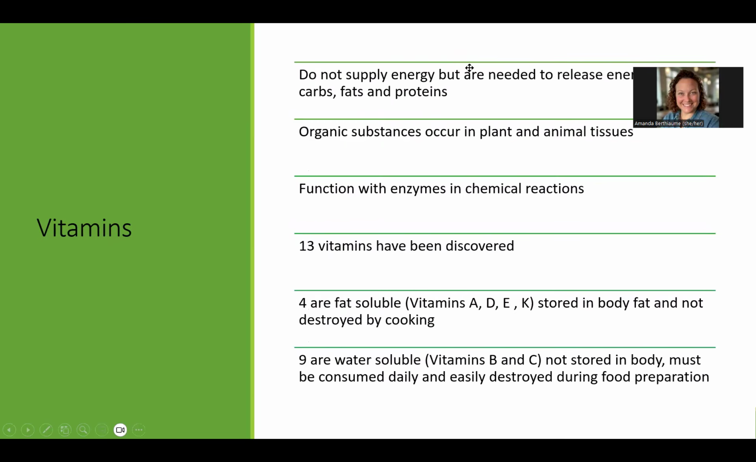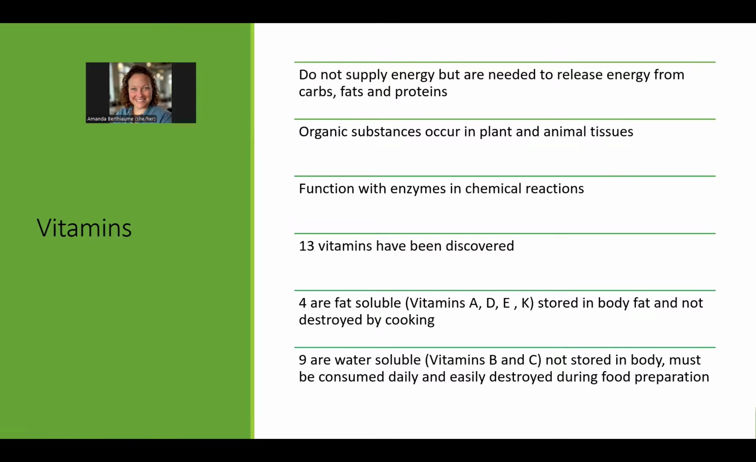So vitamins are super important. They do not supply energy, but they're needed to release energy from the carbs, fats, and proteins that you've also taken in, right? So if you have a vitamin deficiency, your body is not going to be able to release that energy from the things that are giving you energy. Vitamins can occur in plants and animal tissues. Some of them will function as enzymes in chemical reactions.